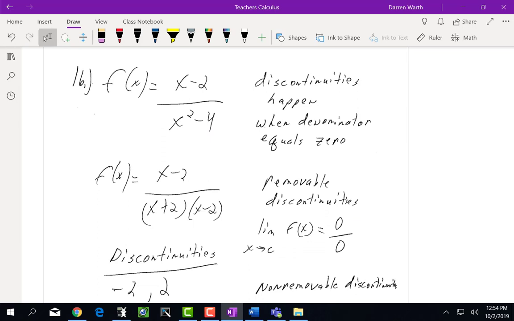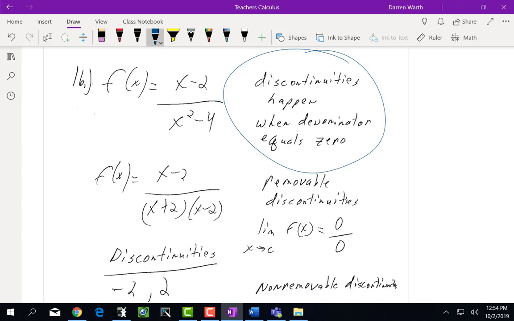On number 16, it says I've got f of x equals x minus 2 over x squared minus 4. And the directions say to find the value or values of x for which f of x is discontinuous, and label these discontinuities as removable or non-removable. So remember your discontinuities, they're going to happen when your denominator equals 0.